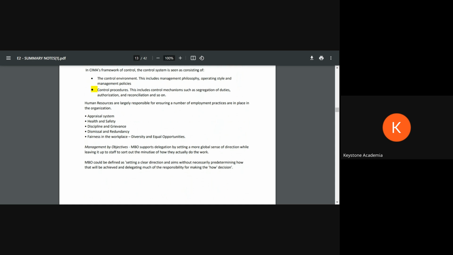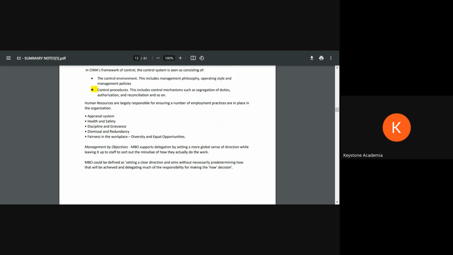Okay. MBO involves setting specific measurable objectives at various levels and then giving employees the freedom to determine what is the best way to achieve these objectives. Okay, so this MBO approach balances control and empowerment as well. It makes sure that everybody is working towards a common goal, while allowing individuals to use their expertise and creativity in achieving those goals. Are we getting the point?